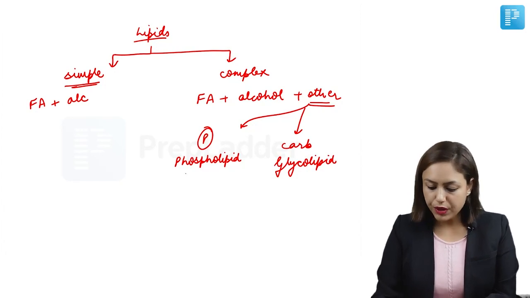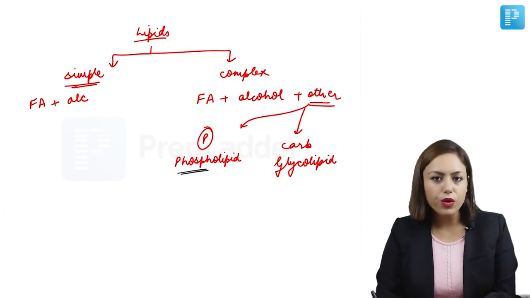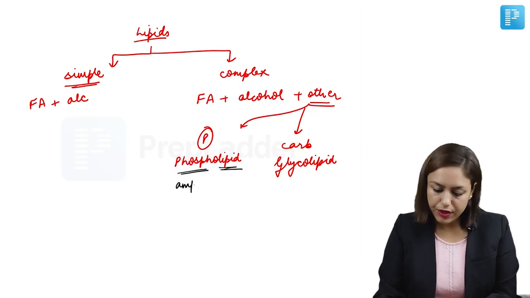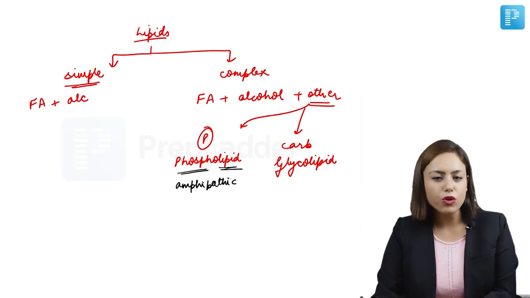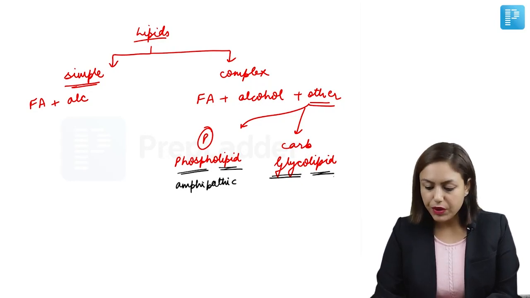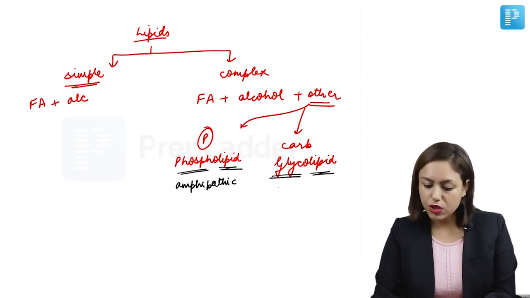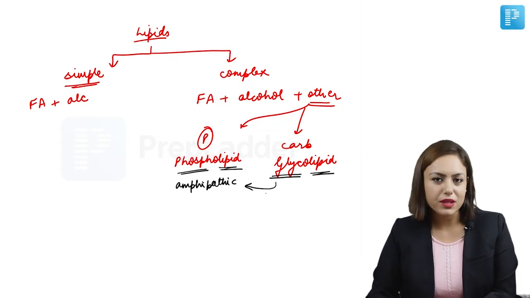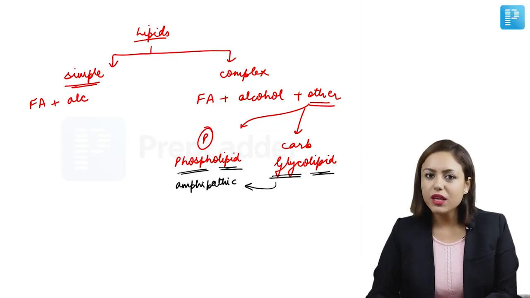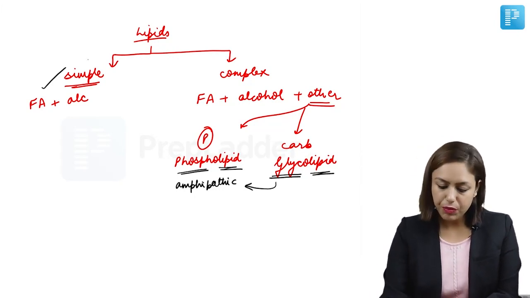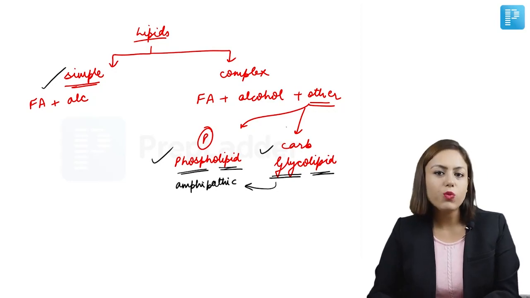Now this phospholipid has phosphate as the polar component, lipid as the non-polar component, so it is amphipathic. It has both polar and non-polar components. On the other hand, in glycolipid, the carbohydrate portion is polar, lipid portion is non-polar, so this is also amphipathic, right? Now we will be taking all the three, simple lipids, phospholipids and glycolipids, one by one.